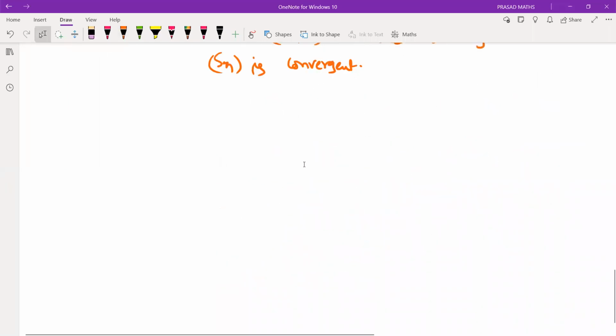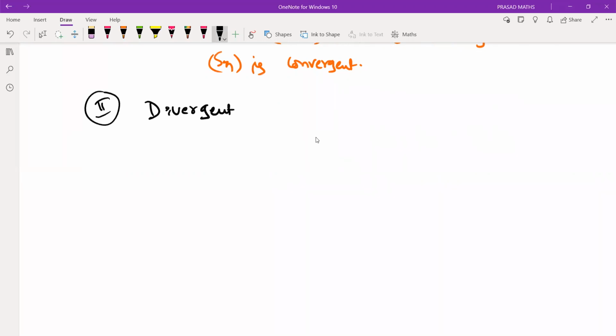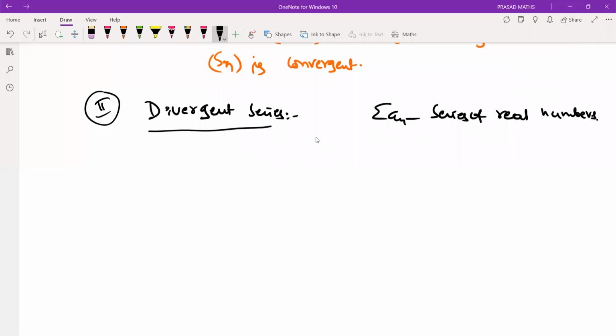Right? Next is series. When do we say that it is a divergent series? Second one. Divergent series. So a divergent series means you start with a series of real numbers. Right? We say that it is divergent. The series is divergent if and only if the corresponding sequence of partial sums is divergent.